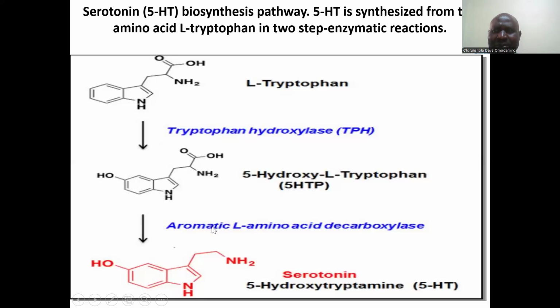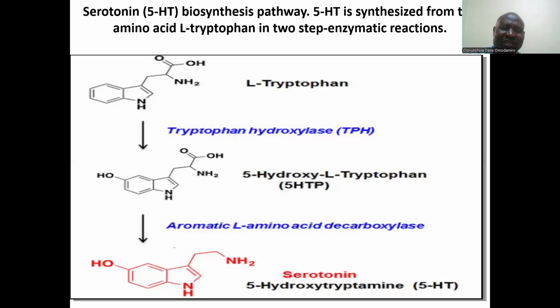of decarboxylation. This reaction is under the enzymatic action of aromatic L-amino acid decarboxylase to produce 5-hydroxytryptamine, which is the serotonin. So this is the simple pathway by which serotonin, 5-hydroxytryptamine, is synthesized.